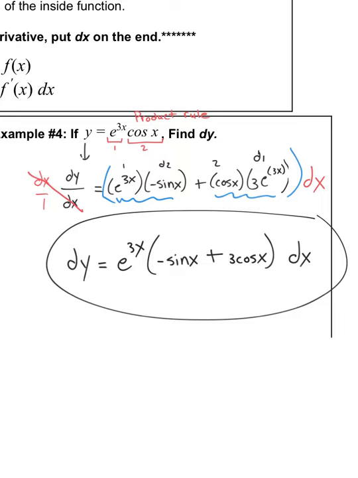Again, the shortcut: y becomes dy, you take the derivative, and you toss dx on the end. That's all there is to it. That's how you write a differential.